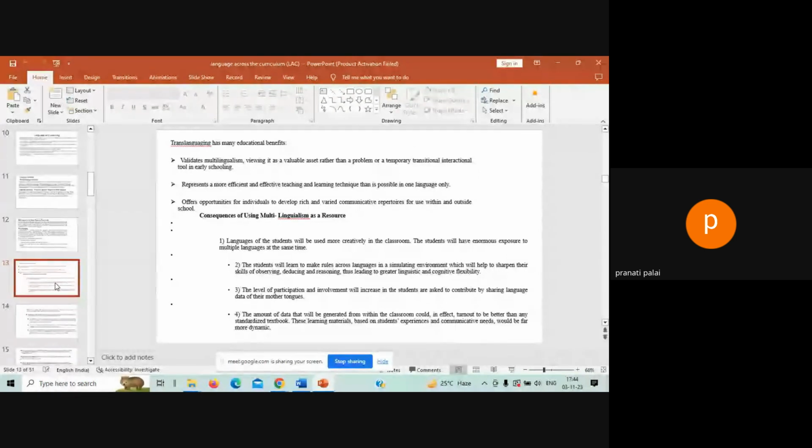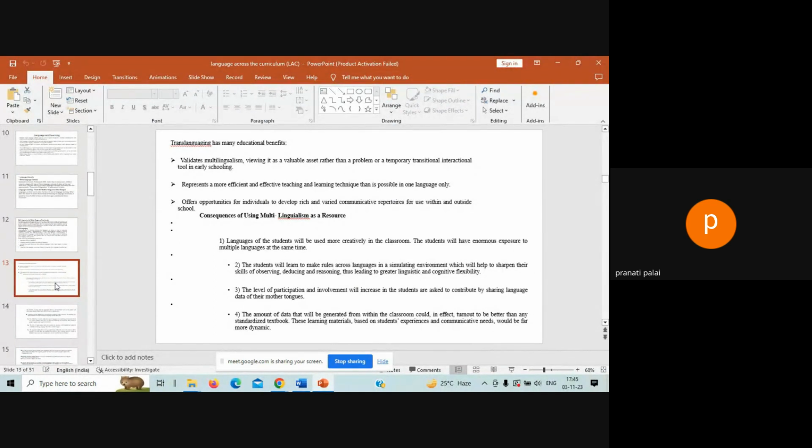So translanguaging has many educational benefits. It validates multilingualism, viewing it as a valuable asset rather than a problem or a temporary transitional interactional tool in early schooling. It represents a more efficient and effective teaching and learning technique than is possible in one language only. It offers opportunities for individuals to develop rich and varied communication repertoires for use within and outside school.